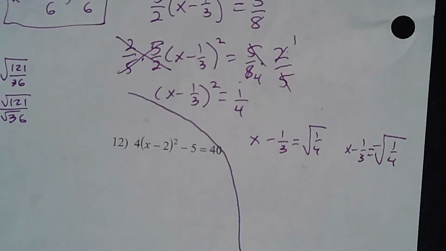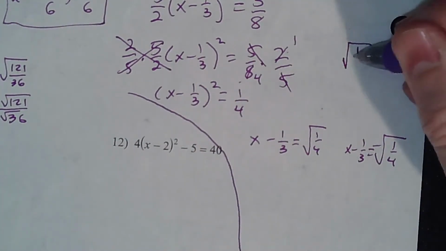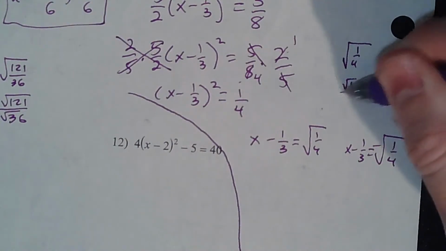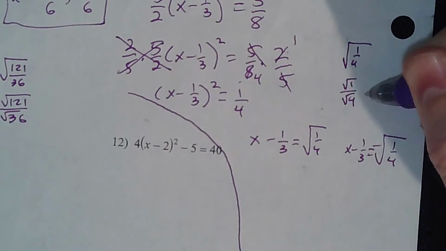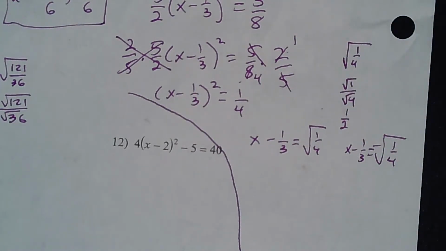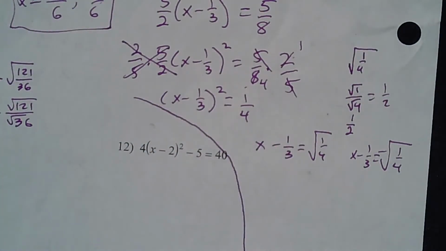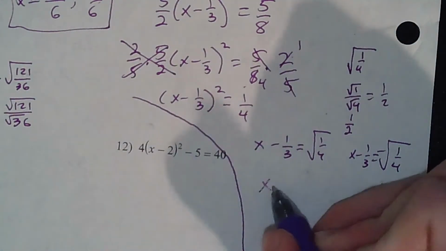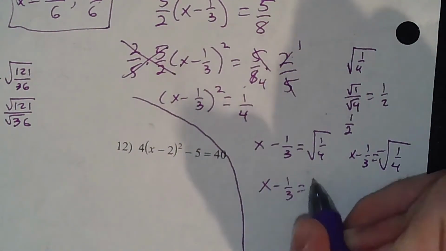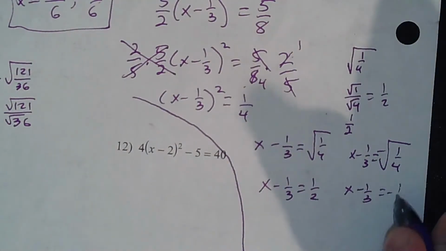Again, off to the side, we're going to take care of that square root. The square root of 1 over 4 is the same thing as the square root of 1 over the square root of 4, which is 1 over 2. Square root of 1 is 1, square root of 4 is 2. Maybe you want to write it over here instead. I don't know how you want to write it. Either way, we can rewrite this as x minus 1 over 3 equals 1 over 2, and x minus 1 over 3 equals negative 1 over 2.